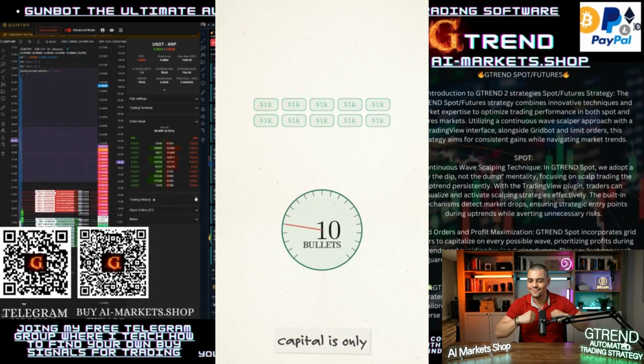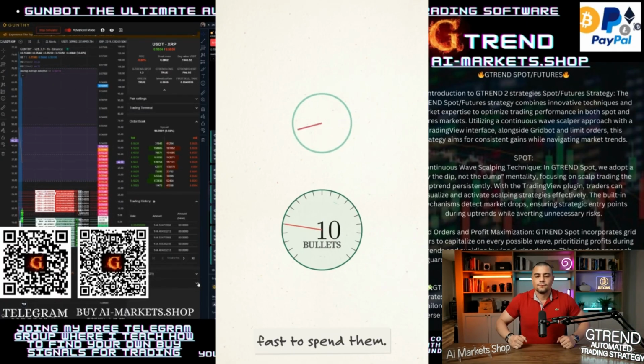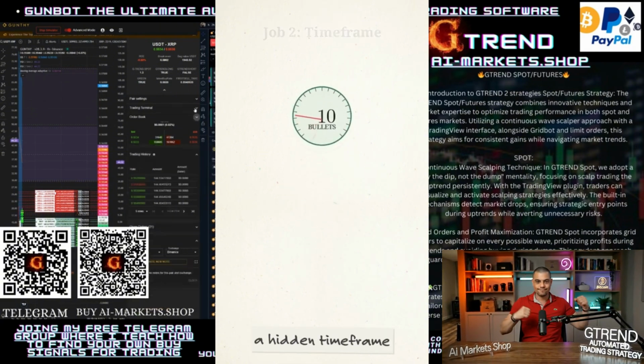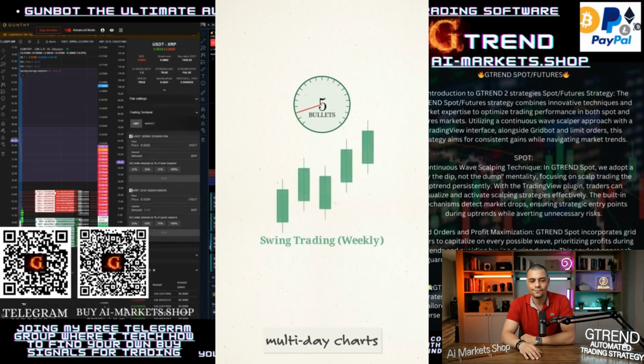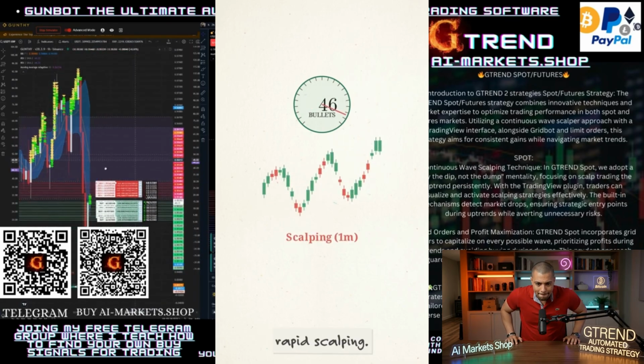But slicing up your capital is only half the battle. The algorithm still needs to know how fast to spend them. That's job 2. The dial is actually a hidden timeframe selector. Select 5 bullets, and it locks into slow, multi-day charts for patient swing trading. Crank it to 46, and it instantly shifts to 1-minute candles for rapid scalping.